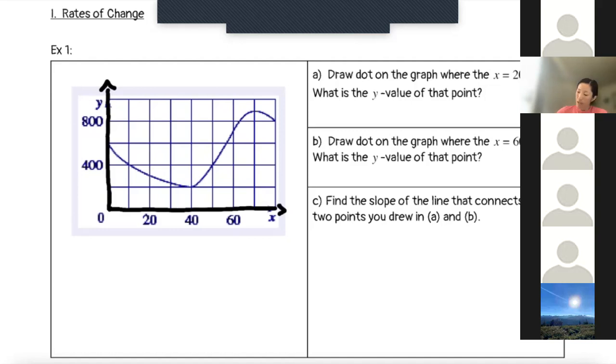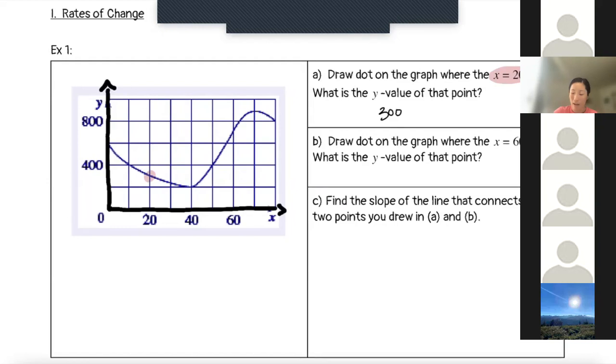Okay. So part A says draw a dot on the graph where x equals 20. What is the y value of that point? So what are our thoughts? What is the y value at that point? Yeah, I think 300 is a great guess. So if we were to draw this point out, we might say that at x equals 20, we'll be right about there, and that the y value there is about 300.